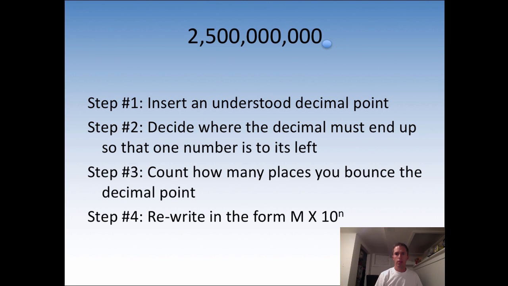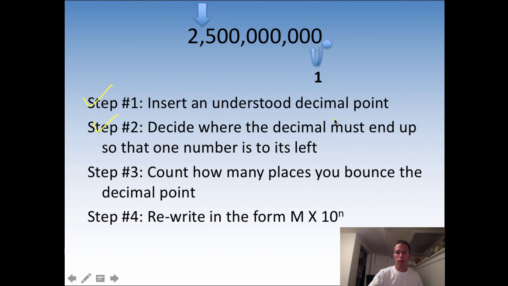An understood decimal point for this number would be right here. As you can see, that decimal came in at the very end of the number. That's where an understood decimal would be placed. Okay, so we've done step 1, so we can check that one off. Step 2 is to decide where the decimal must end up so that one number is to its left. So the decimal needs to end up right here, so there's one number to its left. Okay, so step 2 is done. Step 3 is to count how many places you bounce the decimal place.